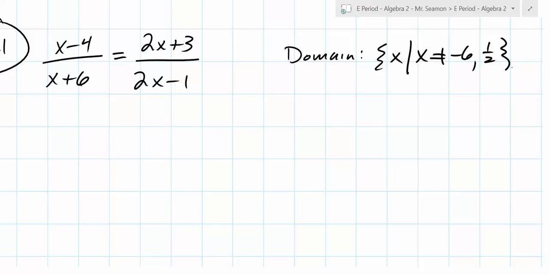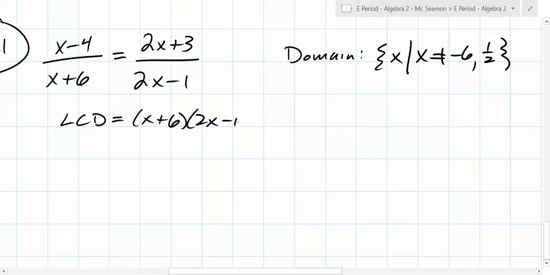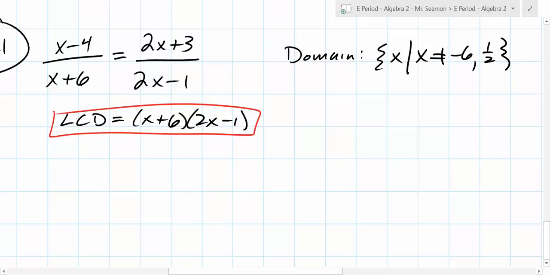We did this on the board on Tuesday. What do you have to find? The LCD. What is the LCD of these two? x plus 6 times 2x minus 1. So what do you do once you find this wonderful LCD? Multiply everything by it, correct.